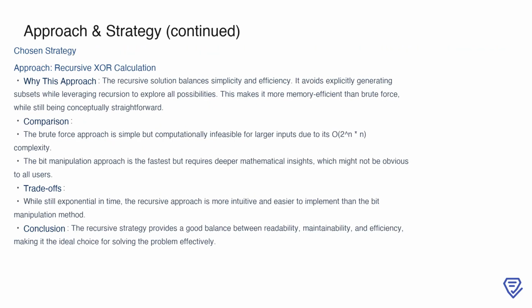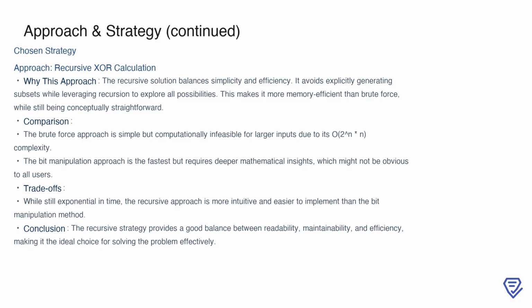For this problem, the chosen strategy is the recursive XOR calculation approach. This method strikes a balance between simplicity and efficiency. It avoids the memory overhead of explicitly generating subsets, as seen in the brute force method, while still being conceptually straightforward to implement. When comparing the different approaches, the brute force method, though simple, is computationally infeasible for larger inputs due to its O(2^n * n) complexity.